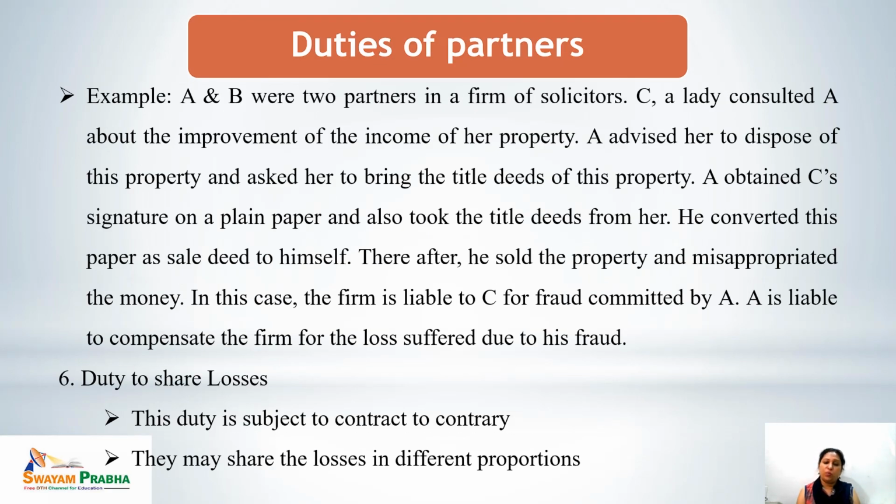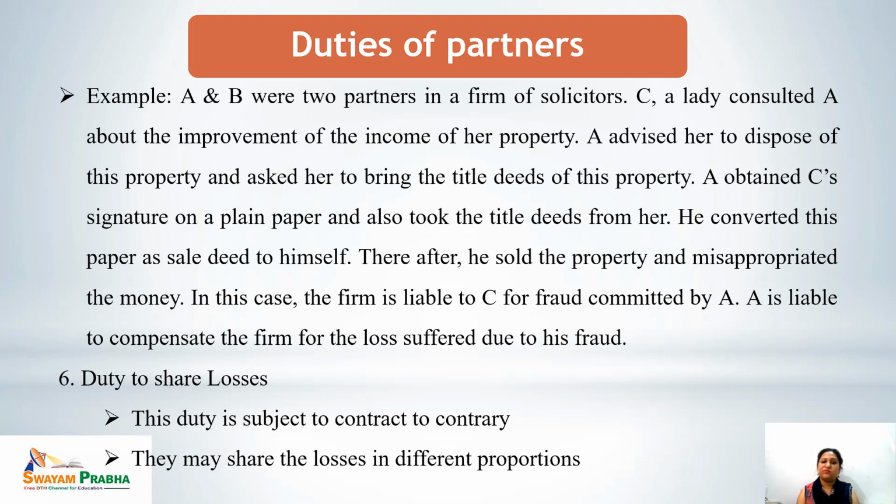A and B were two partners in a firm of solicitors. C, a lady, consulted A about the improvement of the income of her property. A advised her to dispose of this property and asked her to bring the title deeds of this property. A obtained C's signature on a plain paper and also took the title deed from her. And this is a fraudulent act. He converted this paper into a sale deed to himself. Thereafter, he sold the property and misappropriated the money.